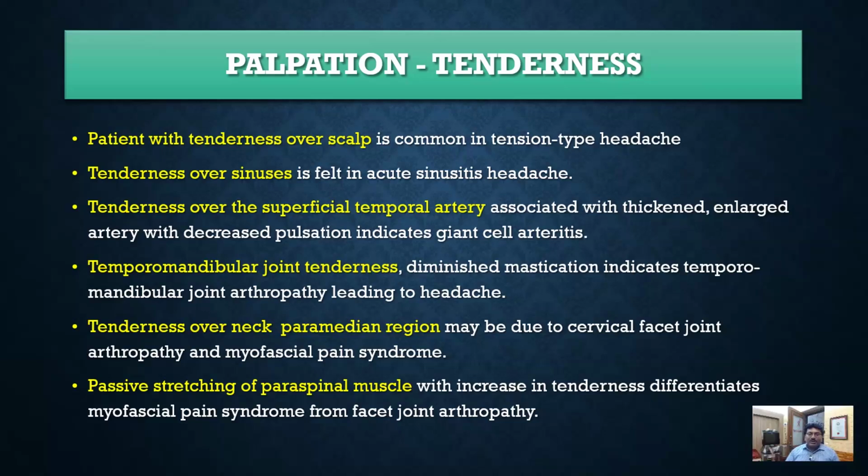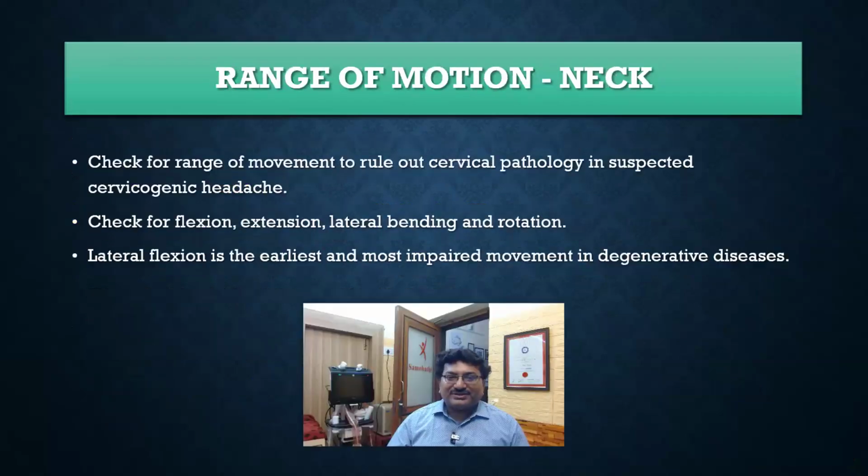Then temporomandibular joint tenderness could be possible TMJ arthropathy. Tenderness over the neck and the paramedian region could be because of cervical facet pain or myofascial pain. Passive stretching of the paraspinal muscles will increase the tenderness and difficulties in myofascial pain syndrome and facet joint arthropathy. Basically, in cervicogenic headache, the neck movements may be increasing or decreasing the pain. Similarly, pressure over the cervical spine could be painful in those cases.